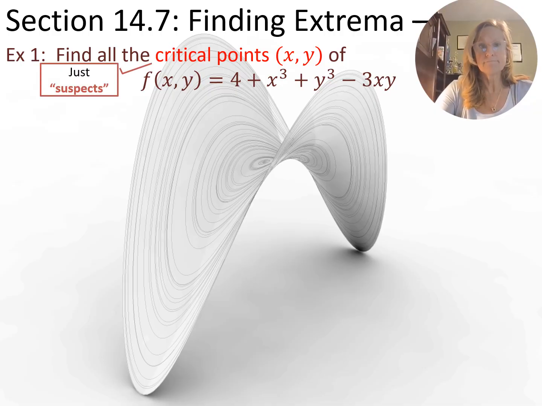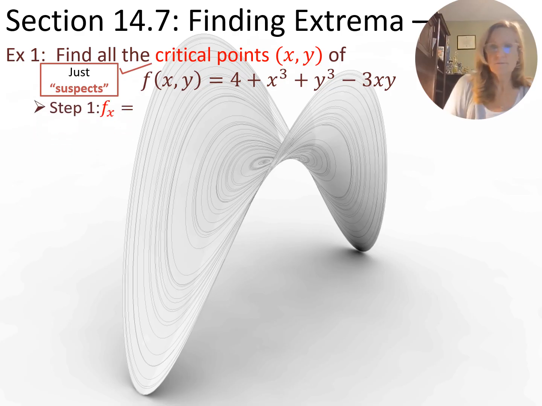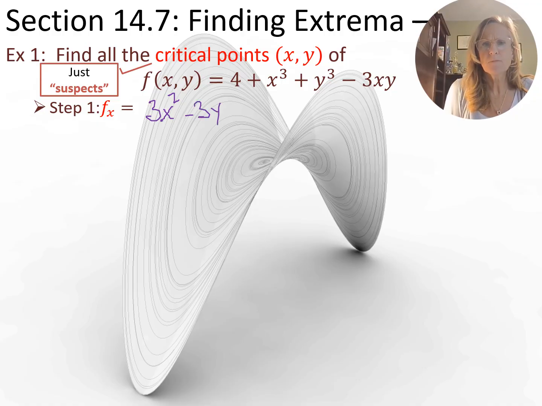So step 1, what do I need to do? I'm just looking for the suspects. Find partial x. So that's not too hard to do, right? My partial with respect to x is what? 3x squared minus 3y. And then my partial with respect to y is also, a 3y squared, right?